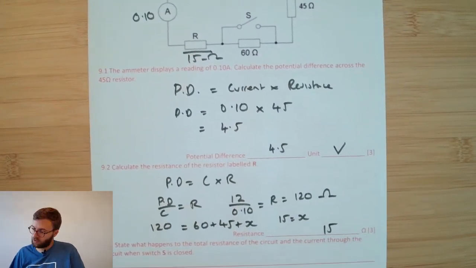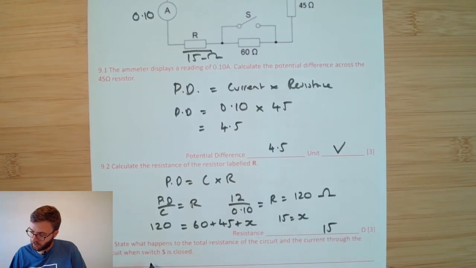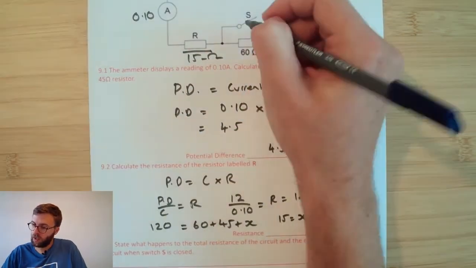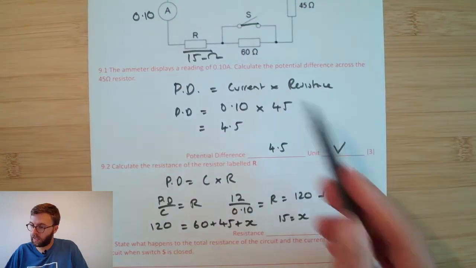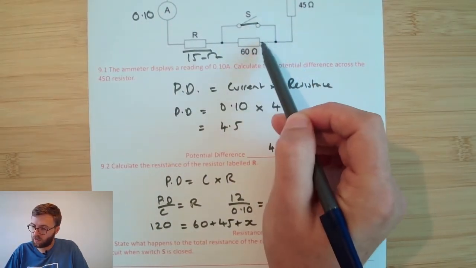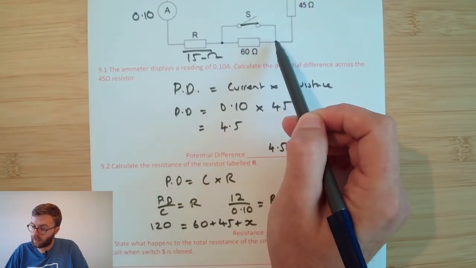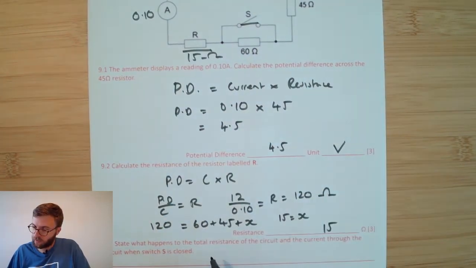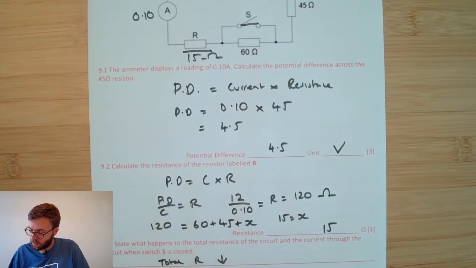State what happens to the total resistance of the circuit and the current through the circuit when switch S is closed. So when switch S is closed here, it provides an alternative route for the electricity to travel. So that will make the resistance less. So the total resistance will decrease. And therefore, because the total resistance has decreased, the current will therefore increase.